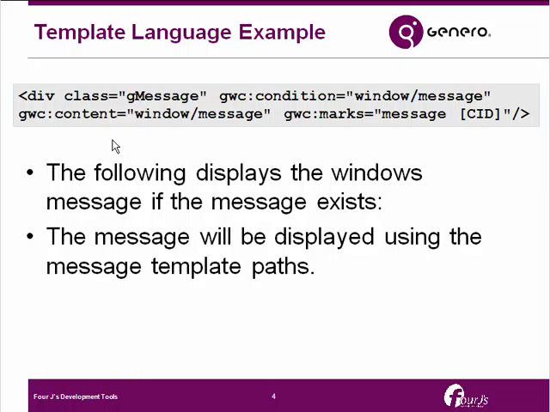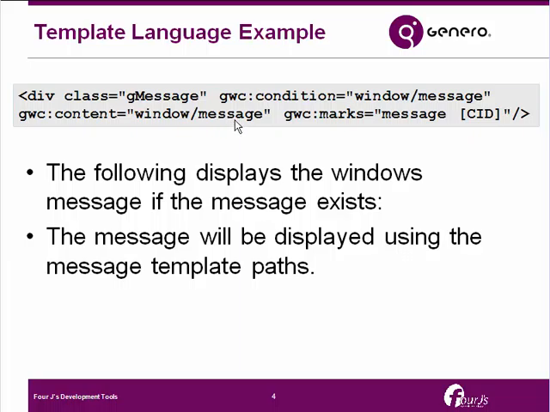In this example, we have 3 instructions. The GWC condition instruction is testing a condition. Does the window message exist? If yes, then the GWC content instruction is executed, and the div tag is replaced with the HTML or XHTML for the window message.